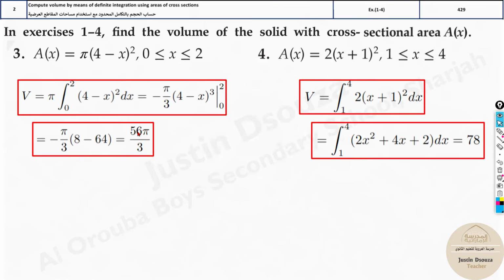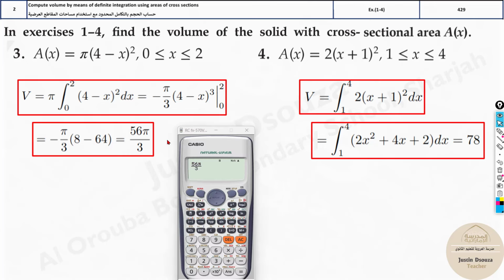Now here, please remember your exam answers won't be like 78 or a single value. It might be like this. So how do you solve this? Just put this in the calculator and press SD. You will get the value. I will show you. Type the value over here as it is.